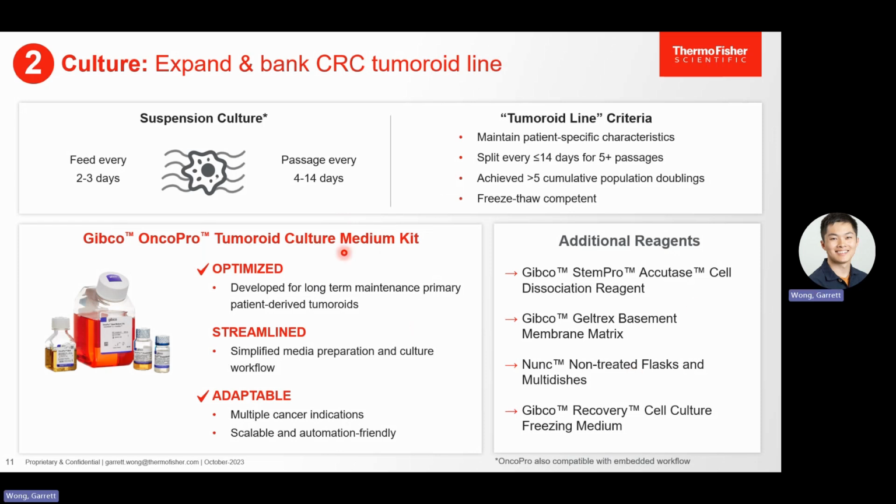The media system for culturing and banking these tumoroid models is the newly released Gibco OncoPro tumoroid culture medium, and this provides a streamlined workflow for tumoroid culture where there's fewer reagents that need to be mixed together for a complete media system, as well as the ability for it to support multiple cancer indications, as well as its automation-friendly and liquid handling-friendly culture conditions.